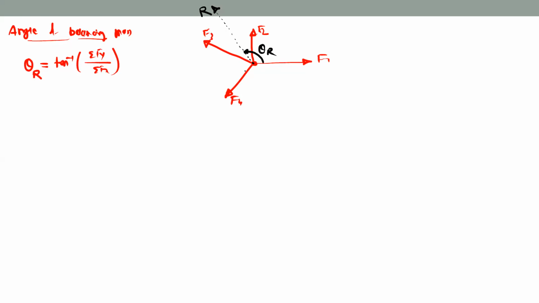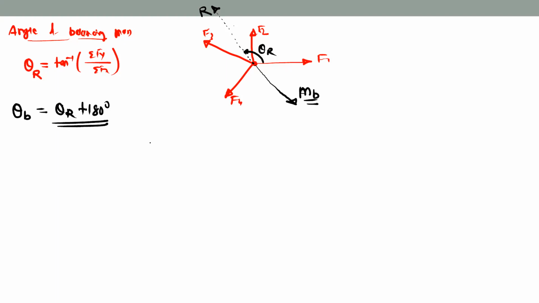But we want to balance this system. So we should add the balancing mass exactly in the opposite direction. So this is the balancing mass, so that we can cancel out the effect of this resultant unbalanced force and the system will be completely balanced. This is the balancing mass MB. So we need to add 180 degrees to this theta R. So the balancing mass angle theta B is equal to theta R plus 180 degrees.